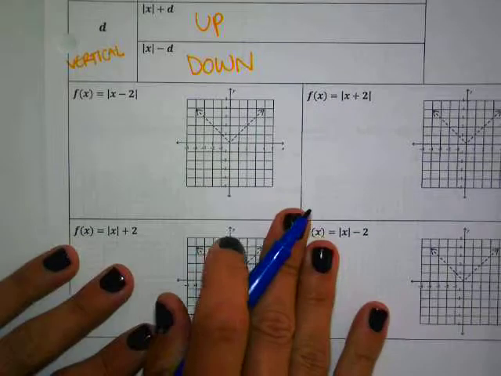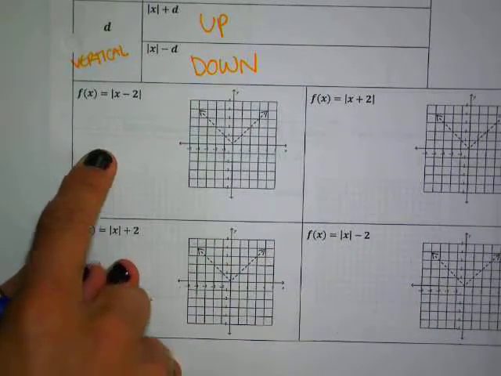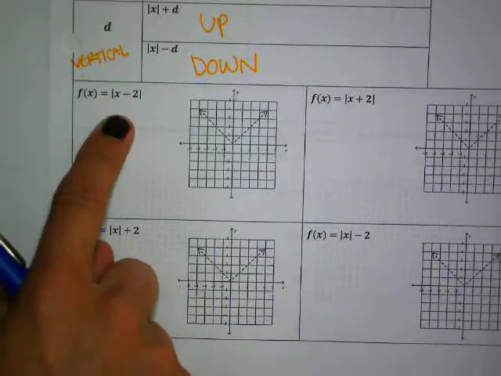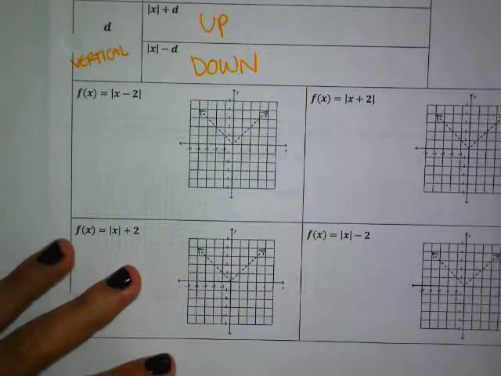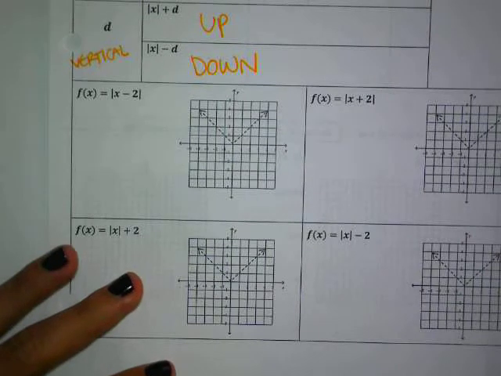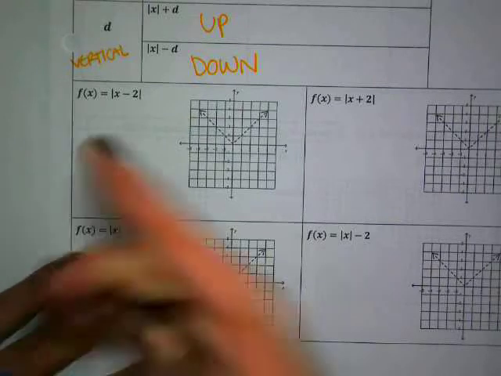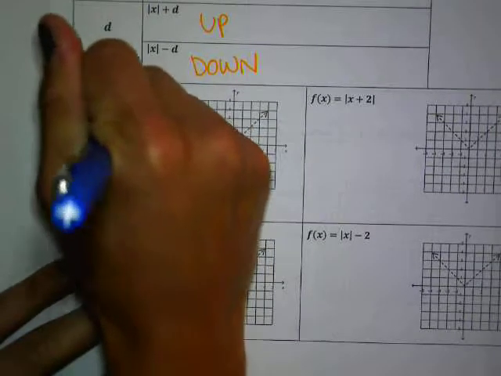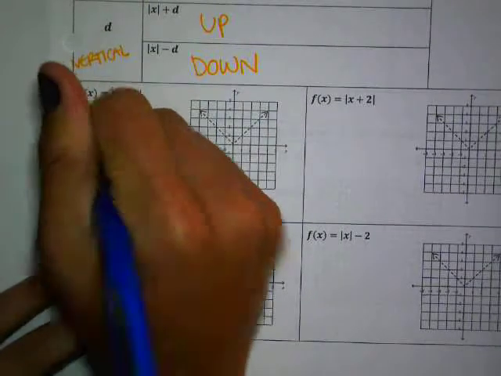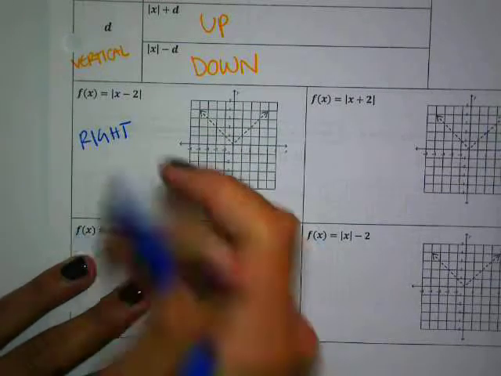All right. So the 2 is on the inside of the bars. So are we going vertical or horizontal? Horizontal. And specifically, are we going right or left? Right. Correct. Why wouldn't the negative be left? Because inside is opposite. You've got to flip it.